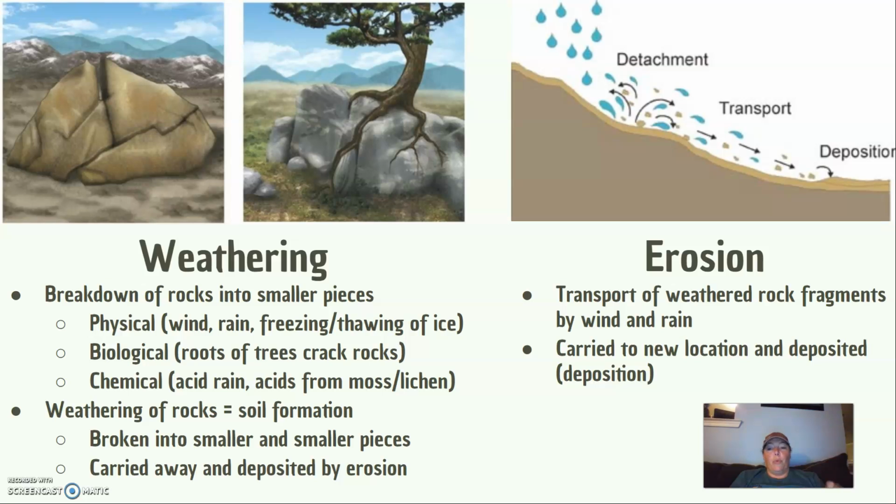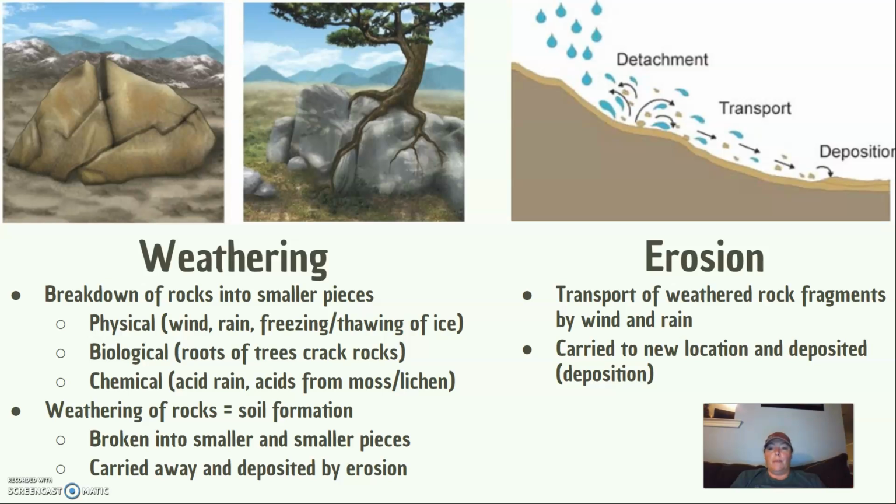Soil is formed through weathering. So weathering is the breakdown of rocks into smaller pieces. And there's three types of weathering. There's physical weathering, things like wind, rain, freezing and thawing of ice. Those are going to slowly break rock down.